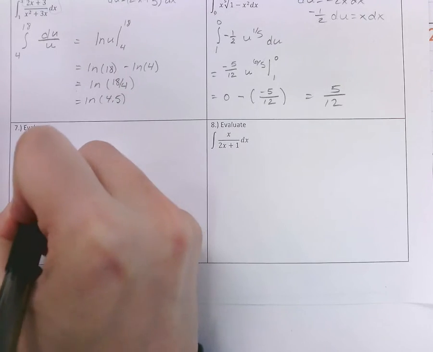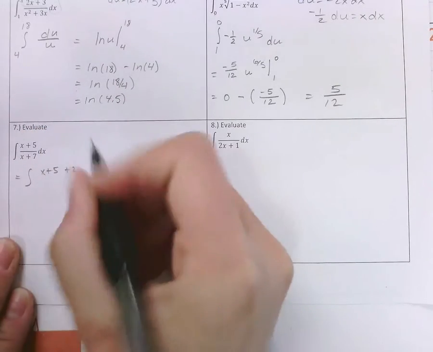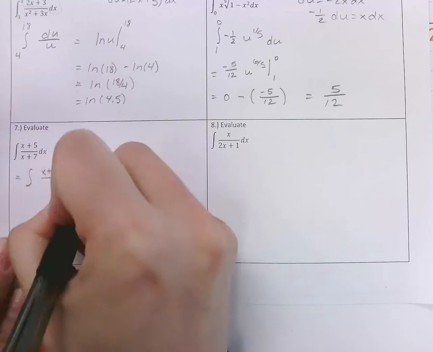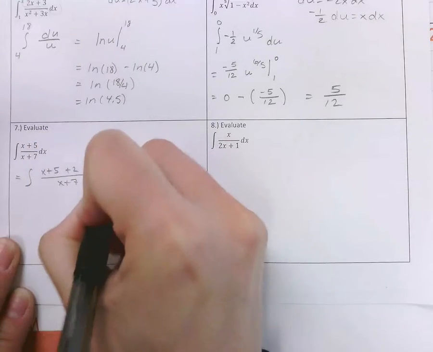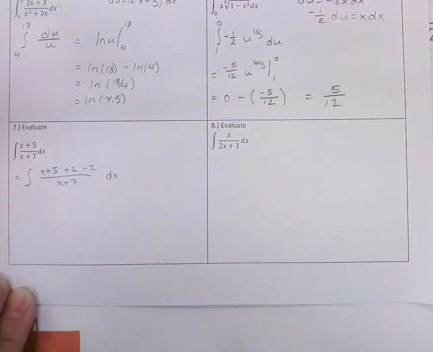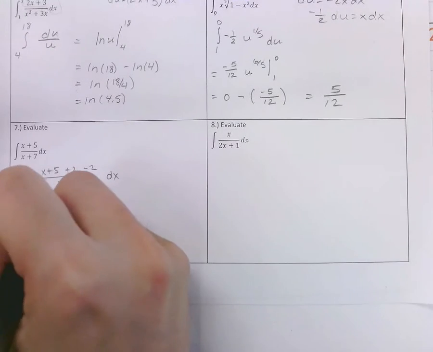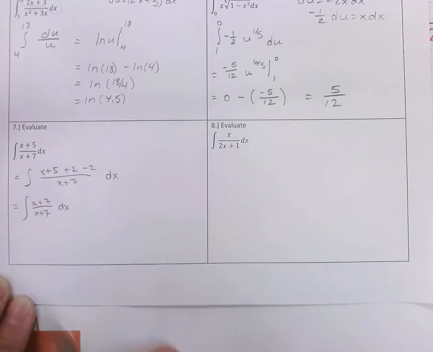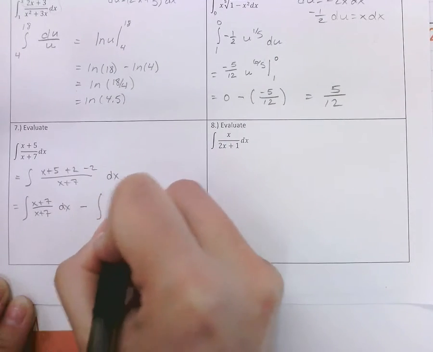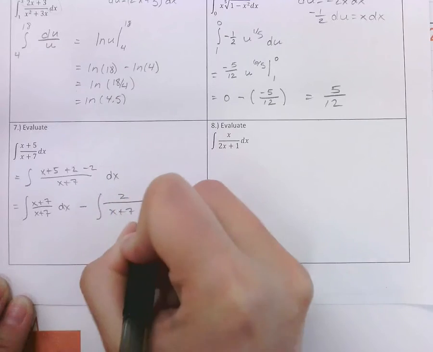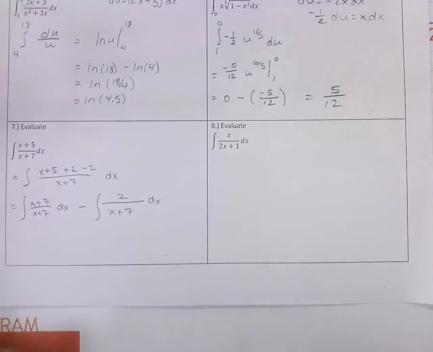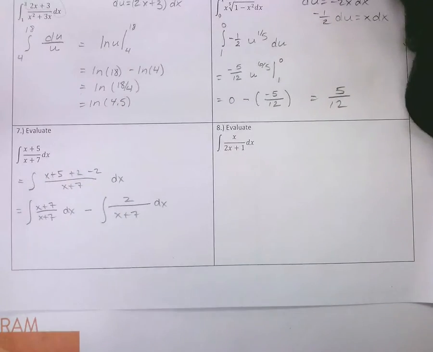Plus 2 minus 2. Yeah, x plus 5 plus 2, and then also subtract 2. So that's x plus 7 over x plus 7, and then minus 2 over x plus 7. Those are your two integrals. Now integrate.